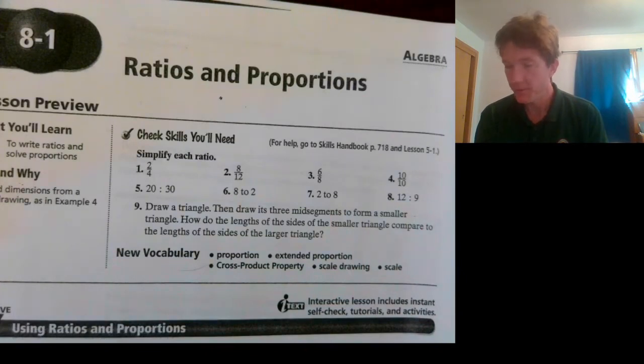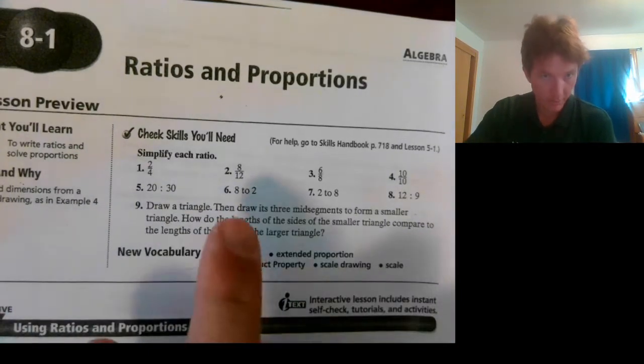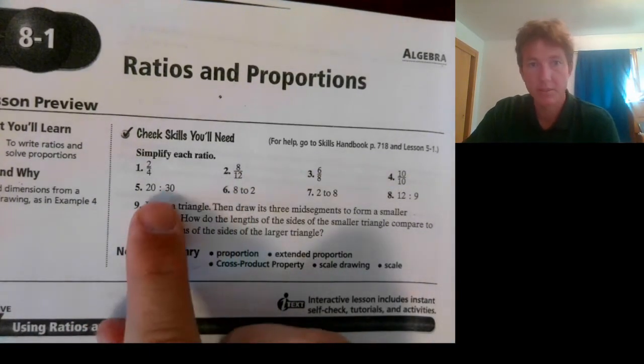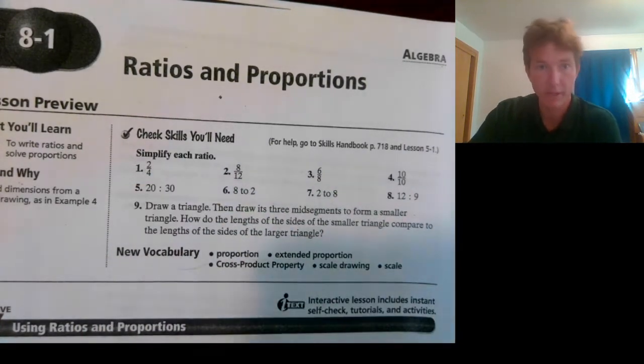So this is 8-1 ratios and proportions. It's a new chapter. It's all on similarity. So we're going to be looking at similar shapes, and to be able to do that, we first need to cover ratios and proportions. So looking at the check skills, you'll need up here: simplify the ratio 2 out of 4.